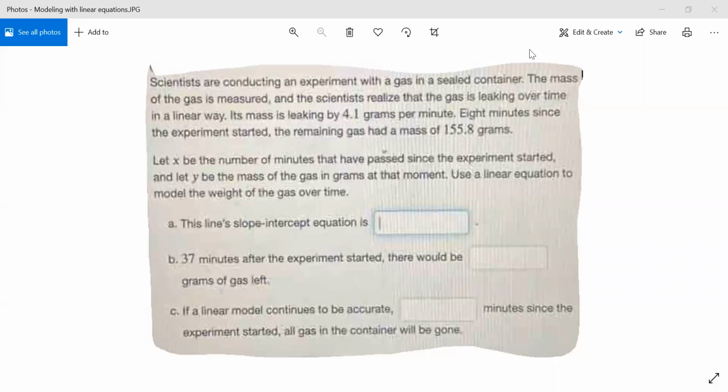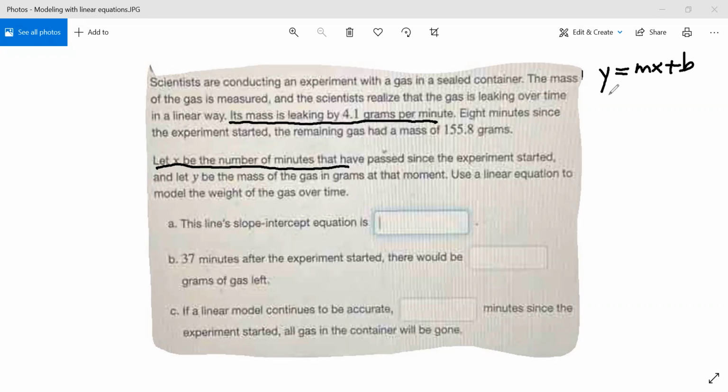Okay, so here, let me just tell you the keywords. The keyword is "leaking": its mass is leaking by 4.1 gram per minute. So that means the rate, which is the slope, is negative here. So if I write, X is representing the number of minutes and Y is representing the mass. So when I write this, I'm going to write y equal to mx plus b, the slope-intercept form. Y is representing the mass and X is representing the number of minutes.